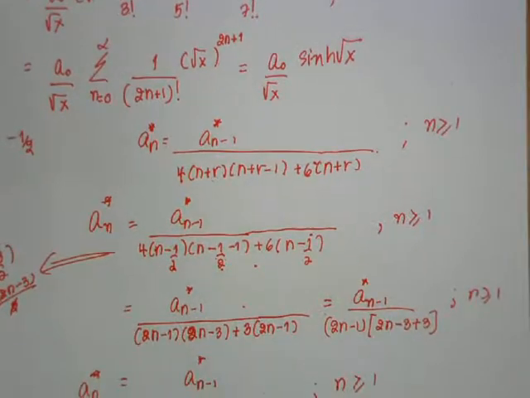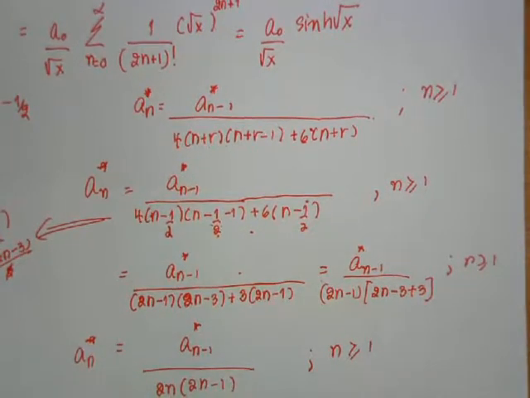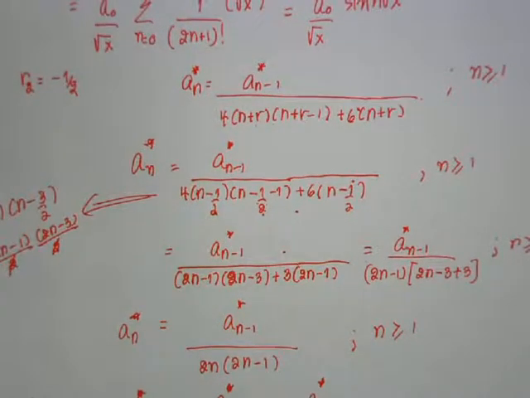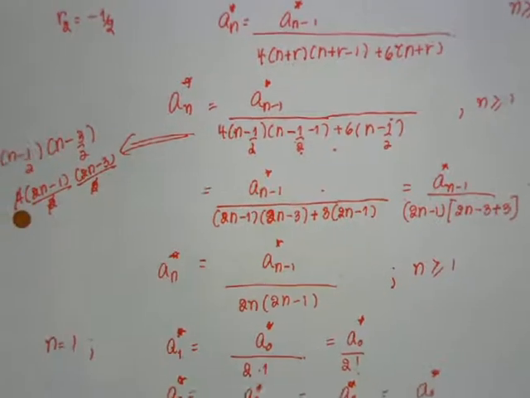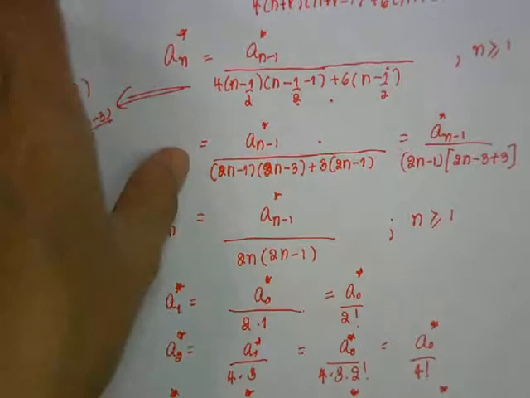And from that, I would get an star equal to an minus 1 star divided by 2n times (2n minus 1), which is different from the first case, right? The first case is not in this form. The first case is in the form of an minus 1 divided by 2n times (2n plus 1). Now this becomes 2n minus 1. This term is different. And then it's just like the value of n equal to 1, n equal to 2, n equal to 3.